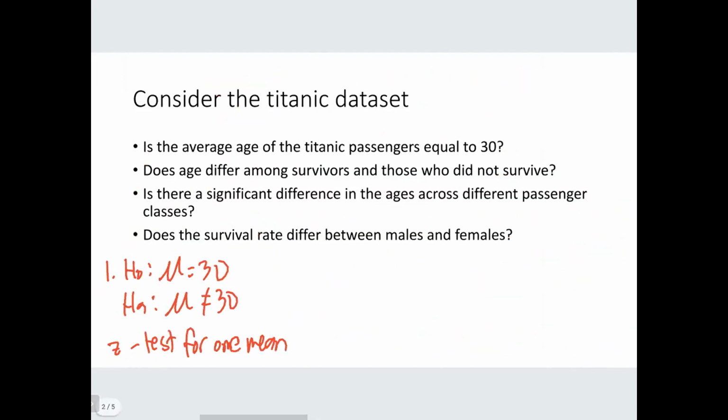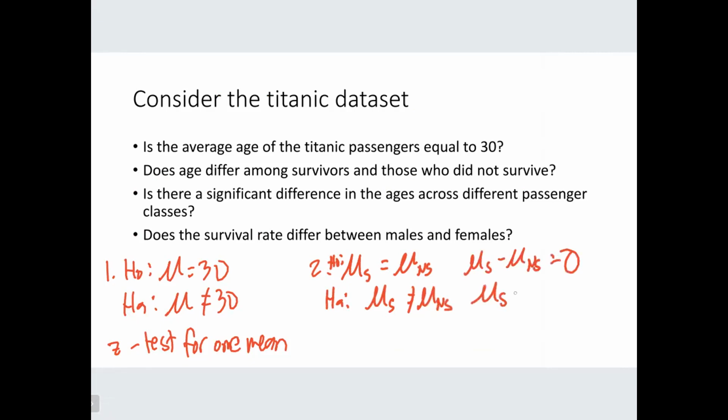So next, number two is, does age differ among survivors and those who did not survive? So from last meeting, I remember Javi answered this, I think. So the mean for the survivors is equal to the mean of the non-survivors. That's H null. HA is mu S not equal to mu NS. Or alternatively, we can write this as the difference equal to 0: mu S minus mu NS not equal to 0. All right. So just to be clear, these two are the same.